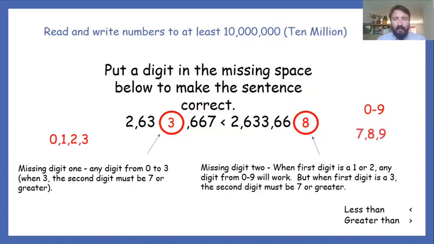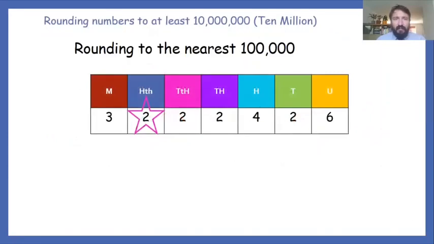Okay, let's move on. So rounding to the nearest 100,000. You may remember from sessions before that when rounding, we have our star number. That is the number you are going to round to. And then we have a decider number, which we need to check, because if it's 5 and above, we round up. If it's 4 and below, then we would be rounding down. Let's have a quick look at this number. We're rounding to the nearest 100,000.